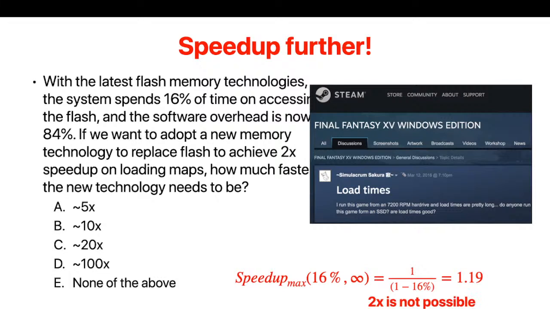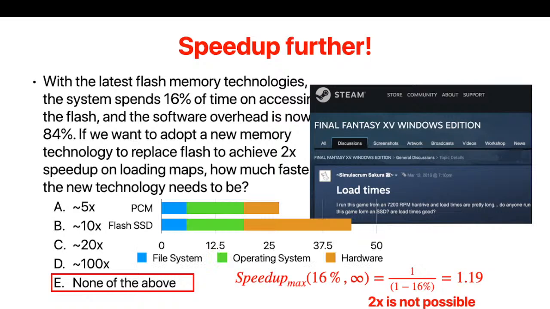Now, from Amdahl's law, you know that twice speedup is not possible. So none of the above. And in fact, there is a technology called PCM, phase change memory. An implementation, or say the technology that's based on PCM, is called 3D XPoint memory, and that's the term used by Micron. And if you are a believer of Intel, they call it Optane memory. You've probably heard of it a few years ago.